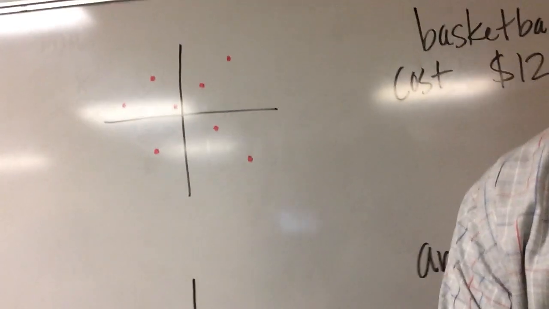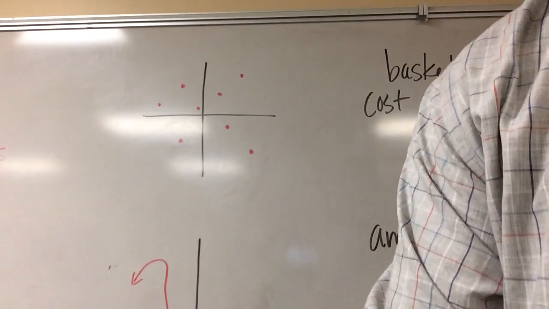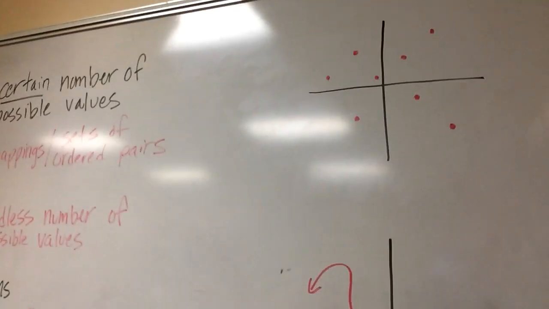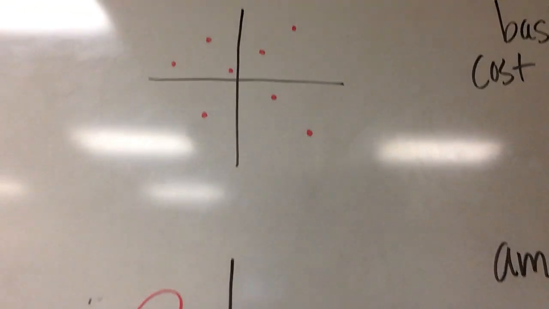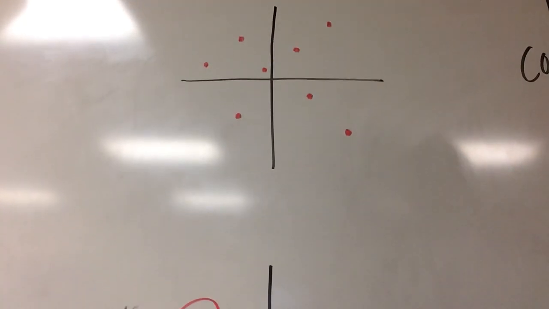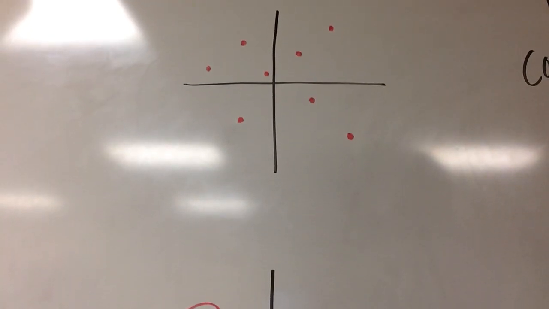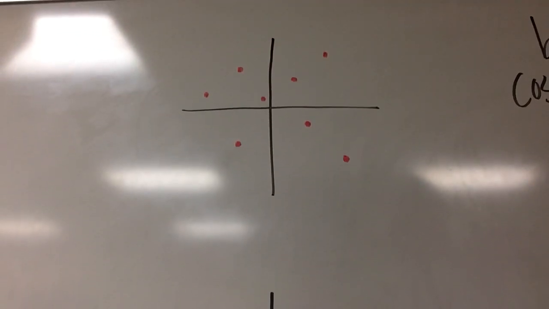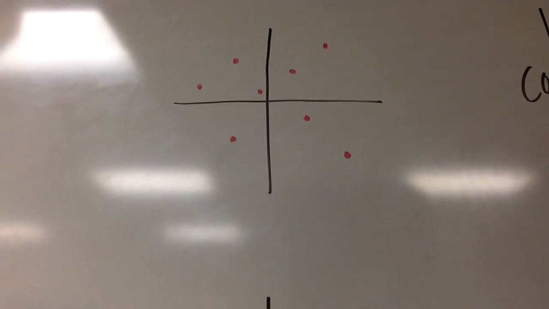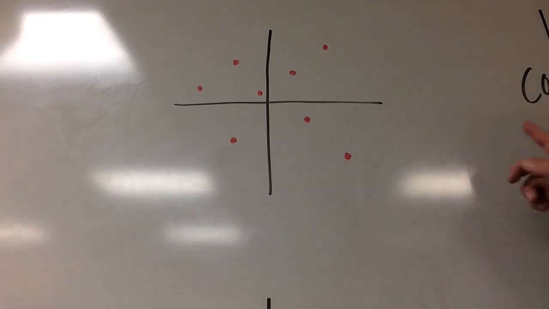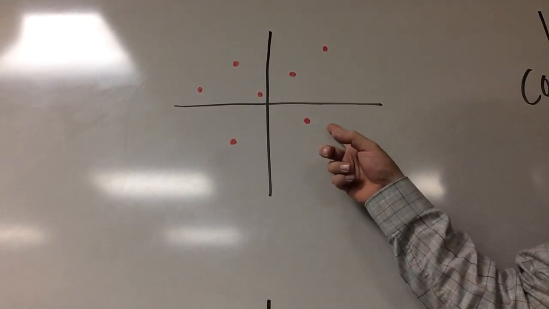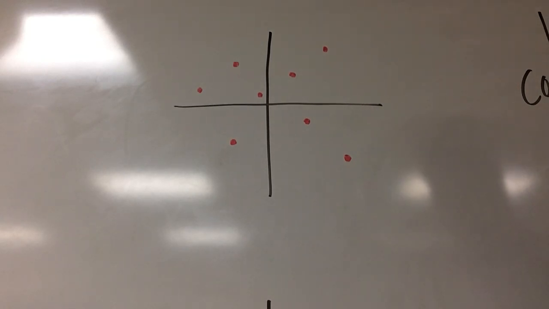So let's look at an example of a graph. So here is an example of a discrete graph. Okay. On this graph, all we have are dots. Each one of these dots goes with a certain number.